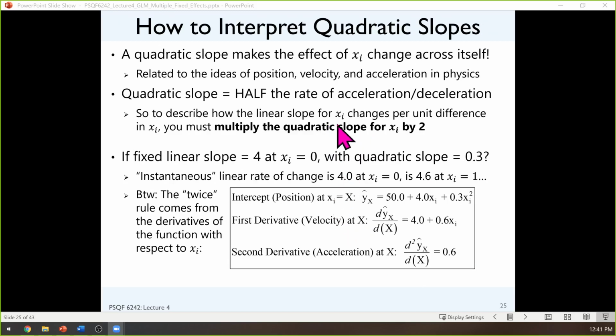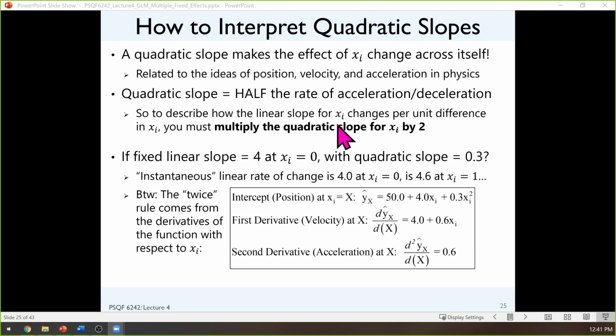So the tricky part with quadratic slopes, I think, is something that is not commonly understood. A lot of people want to wave their hands and be like, oh, it's too complicated. I can't interpret the coefficients. No, it's not that complicated. Two. The answer is 2. The trick to interpreting a quadratic slope correctly is to multiply it by 2. Cough, cough, homework question. Cough, cough.